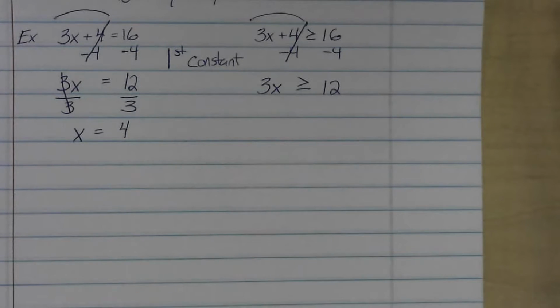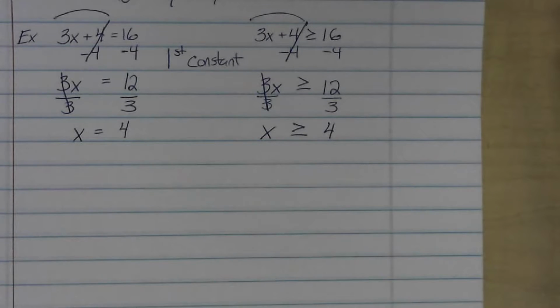Now, just like in the previous problem, to get rid of that times 3 on the left-hand expression, 3x, I'm going to do the opposite of multiplication, division. The 3's on the left cancel, and on the right, 12 divided by 3 is 4. Since I did not divide by a negative, I divided by a positive number, that inequality symbol stays the same. So I have x is greater than or equal to 4.